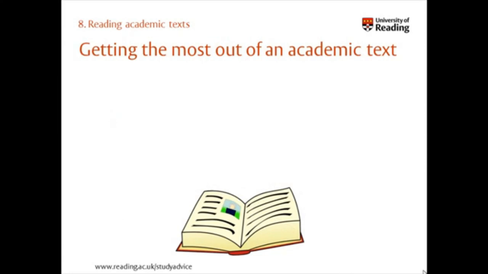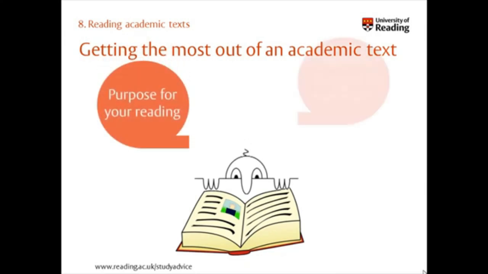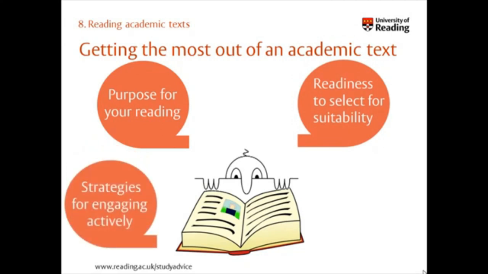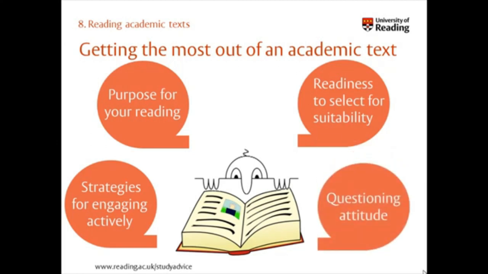So to summarise, getting the most out of your academic reading is really about what you bring to the text. A purpose for your reading, a readiness to select texts based on their suitability and relevance, strategies for reading actively, and most importantly, a questioning attitude to what you read. If you do this, you will get what you need from what you read.